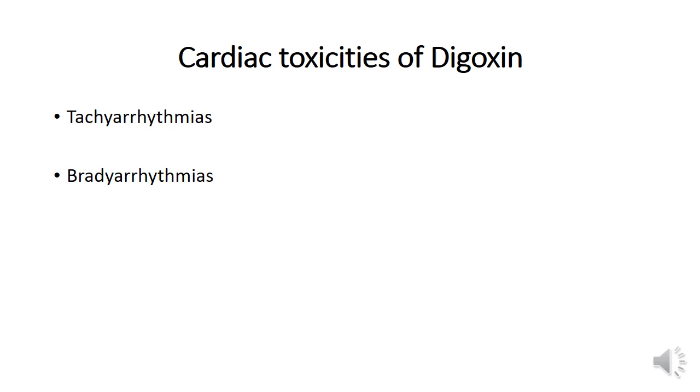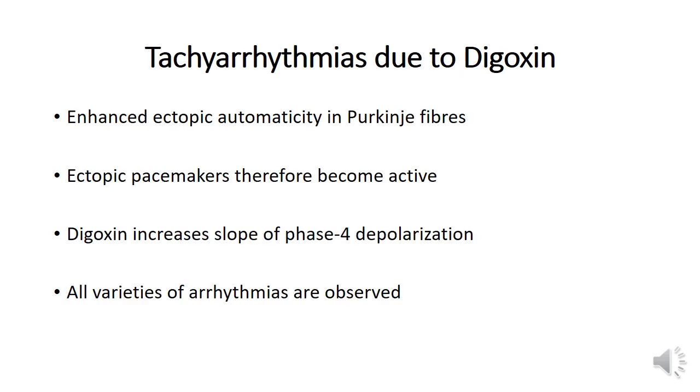Tachyarrhythmias and bradyarrhythmias are the cardiac toxicities of digoxin. That means tachyarrhythmias, there is an increase in the heart rate. Bradyarrhythmias, that means there is a reduction in the heart rate. Now, what is the reason for tachyarrhythmias? It is because of enhanced ectopic automaticity in the Purkinje fibers. That means the ectopic pacemakers become very active.